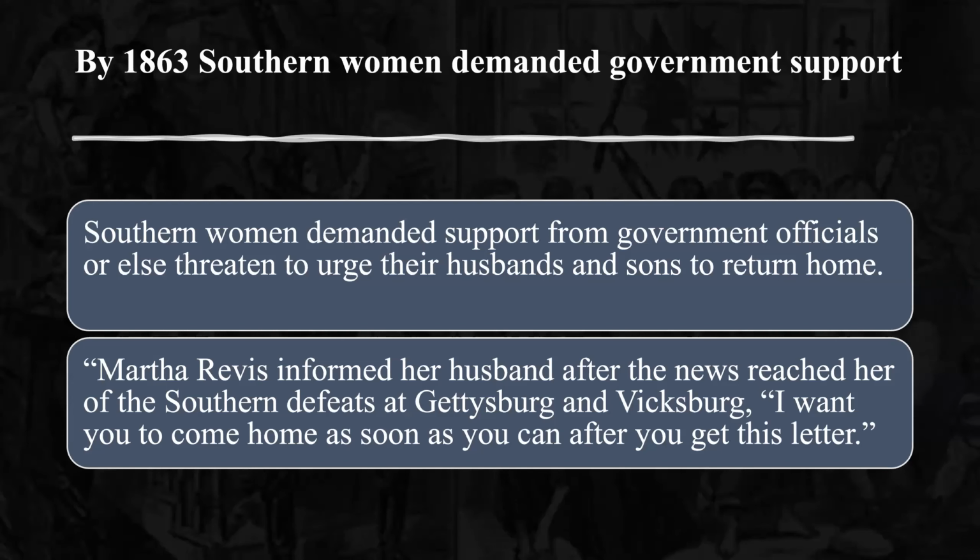By 1863, Southern women demanded government support. Southern women demanded support from government officials or else threatened to urge their husbands and sons to return home. Martha Rivas informed her husband after the news reached her of the Southern defeat at Gettysburg and Vicksburg, "I want you to come home as soon as you can after you get this letter." Quotes like this were seen throughout, as women begged their significant others and their sons to return back home because things were looking rough for them.